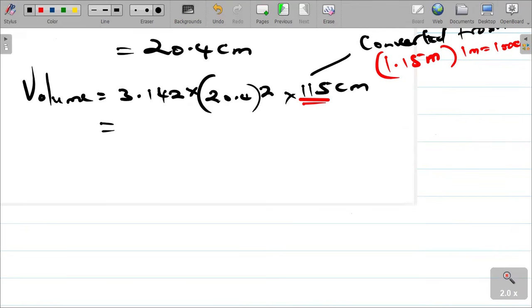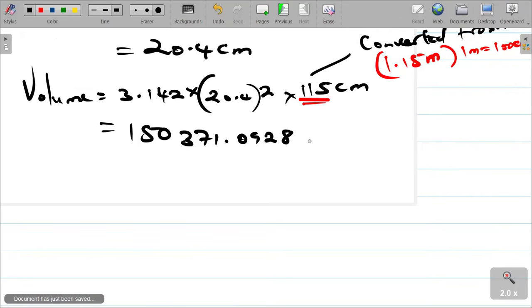This is equal to, you calculate that, put it through your calculator, it's going to give us 150,371.00928. This is in cubic centimeters.